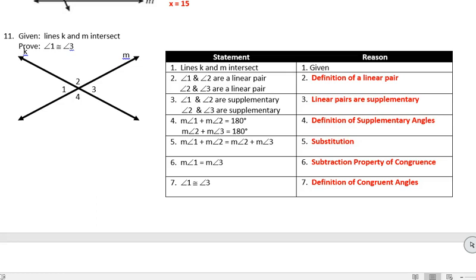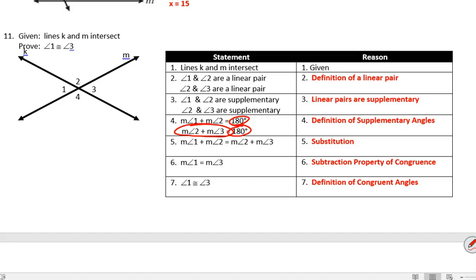Then step 3 says 1 and 2 are supplementary and 2 and 3 are supplementary. This is another statement that we know, that linear pairs are supplementary. Step 4, when we take the supplementary statement and put it into a mathematical statement, that's the definition of supplementary angles. And then notice for step 5, we substituted this 180 for that one right there because of the other 180s.